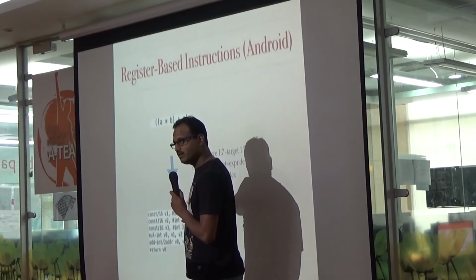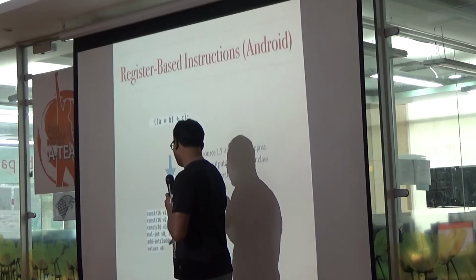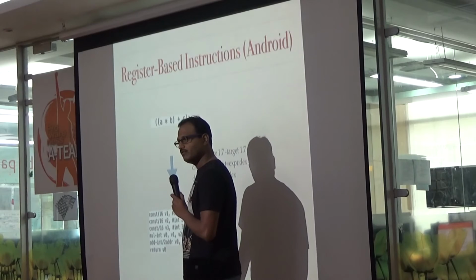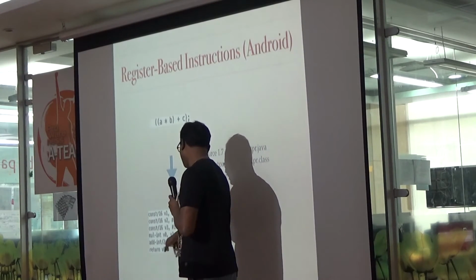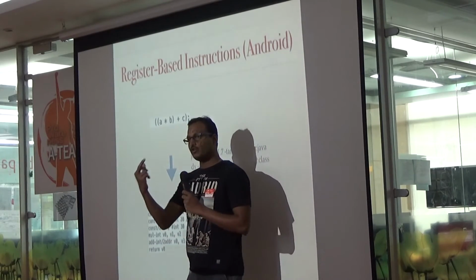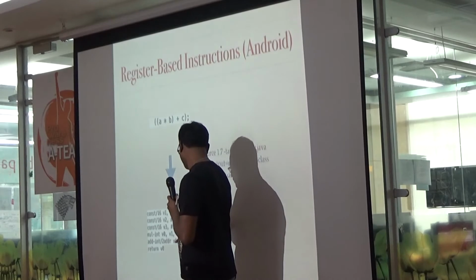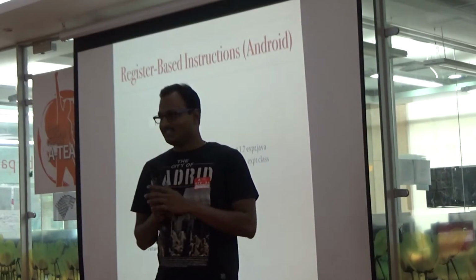Are you with me so far? Then multiply the integers V1 and V2 and put it into V0. And add the integers V0 and V3 and return the value V0. The target is the first register. So you have source and target registers. This is the source register, this is the target register. This is interesting, right?